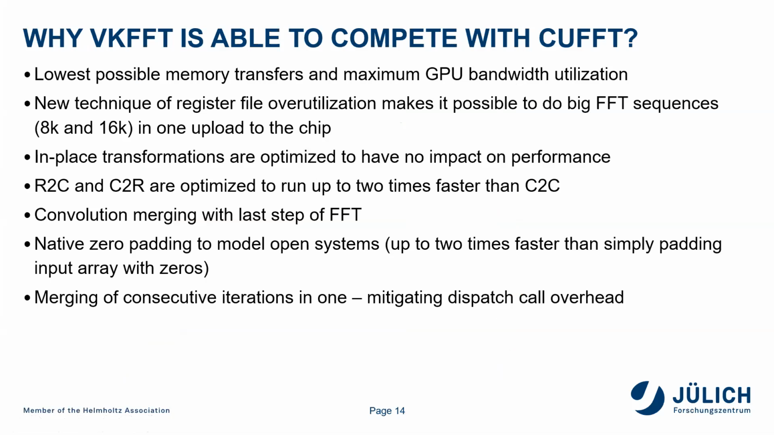Okay, why is it able to compete with cuFFT? Well, as I described previously, it has as low as possible memory transfers amount and maximum GPU bandwidth utilization. There is a technique on register file utilization that I will briefly touch later on. The in-place transforms are optimized, and the real to complex and complex to real are also optimized. These are optimizations that are needed in any FFT library if you want a good library. There is a convolution merging with the last step of the fast Fourier transform, and there is a native zero padding, which I will describe right now. And you can also merge consecutive iterations because Vulkan has low level support. This mitigates the dispatch call overhead.